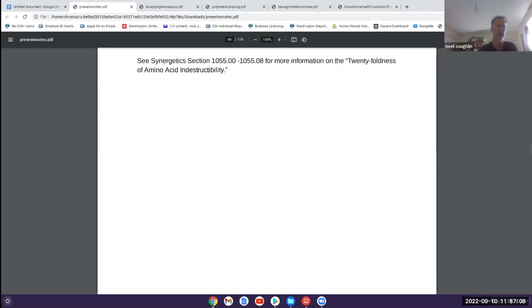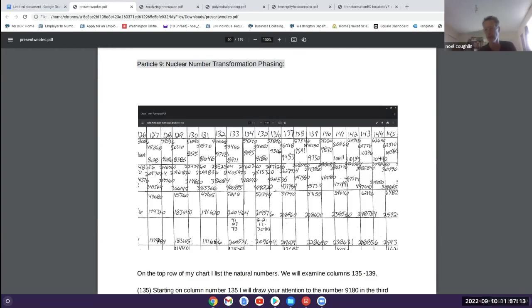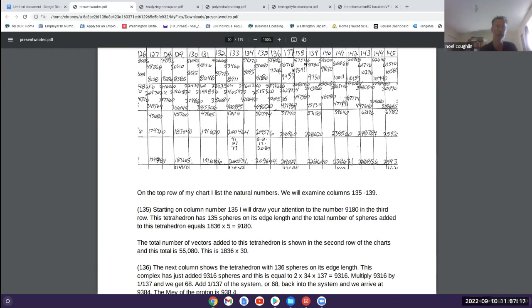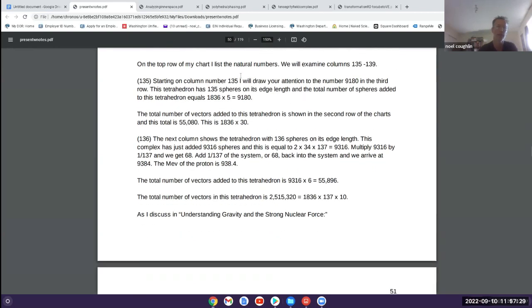He talks about a homogenized egg in Synergetics. Here's some number transformation phasing. This is probably now getting into my work. You'll notice at the top here, there's some numbers. This paper in its extension is on the website if it interests you. You'll notice that when we get to 135, 136, 137, 138 numbers up there, we get some really interesting number patterns going. The 135 frequency has 1836 times 5 total number of spheres added at that frequency.